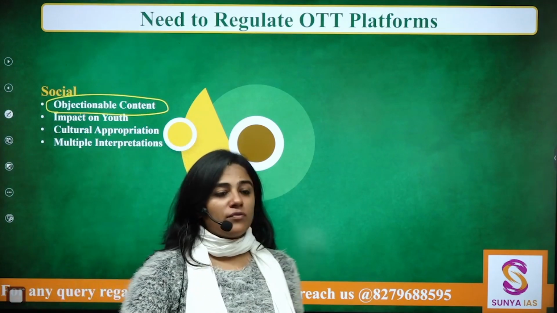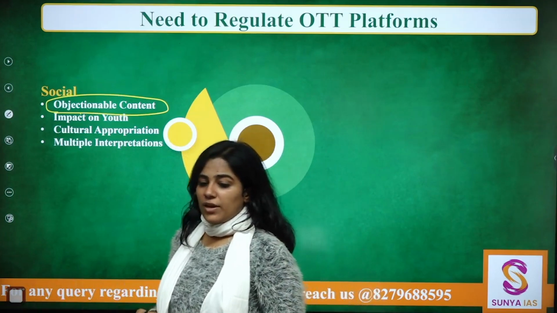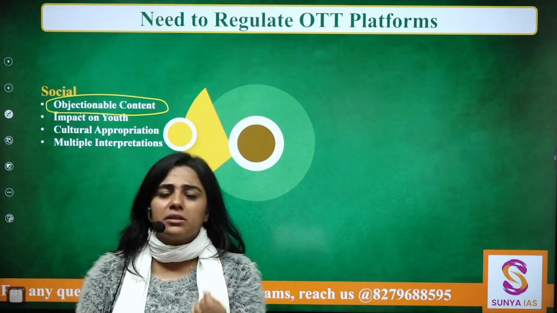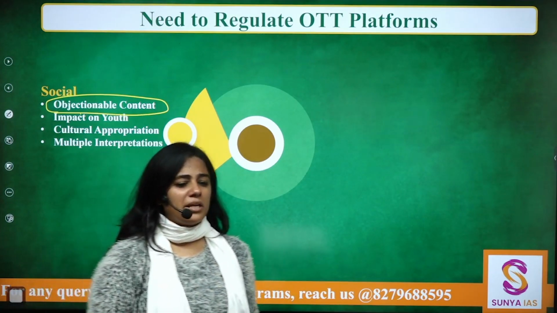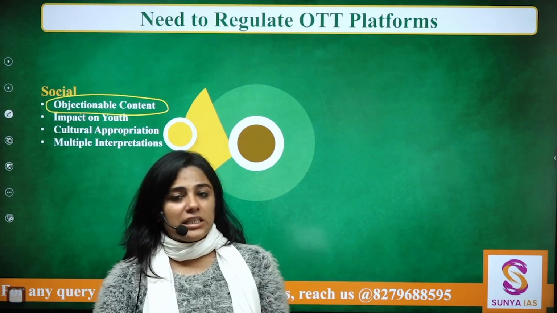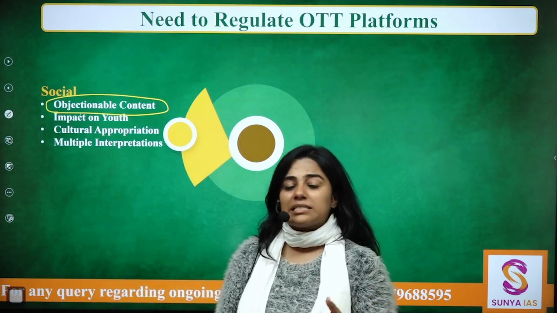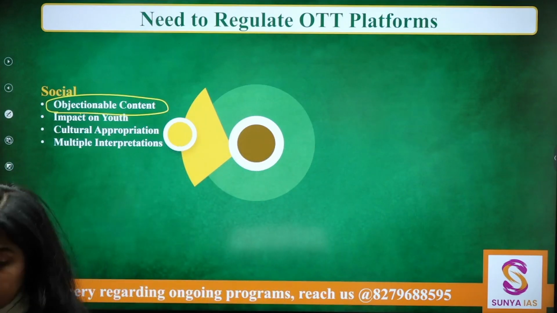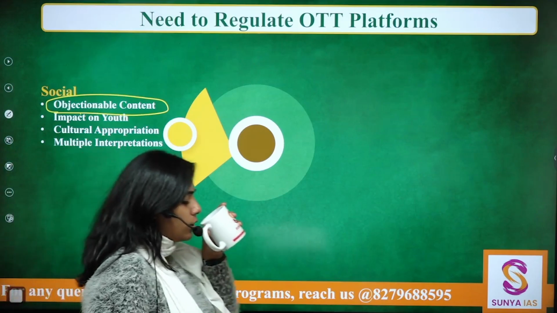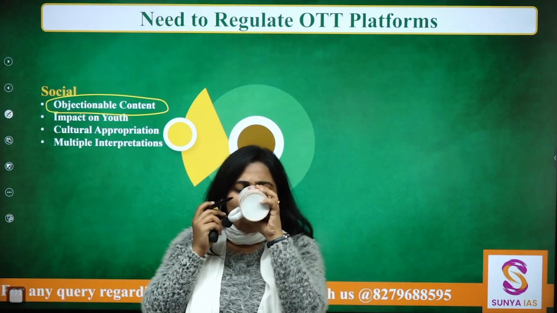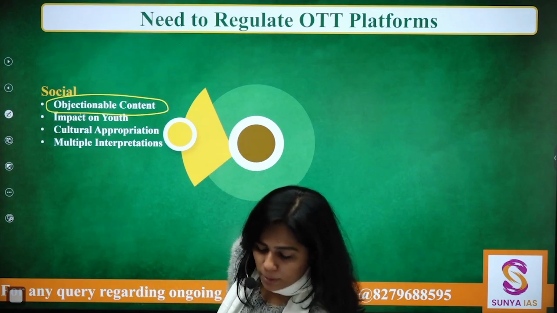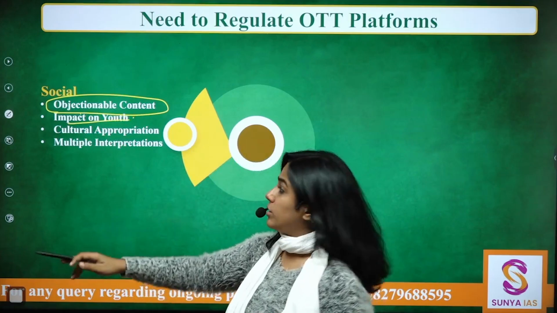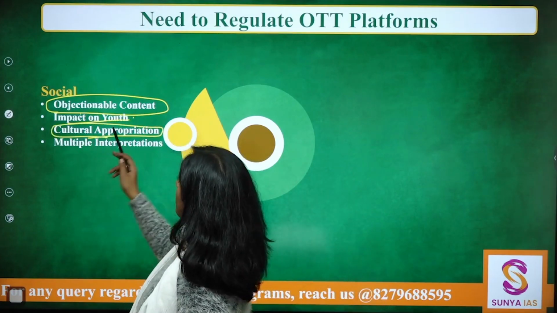Overall, there is this trend of thumbnailing things in a very objectionable manner. Thumbnails have become very clickbaity, very click worthy, and there are obscene thumbnails, and there are obscene scenes in the OTT, which, because everyone has a separate device of their own, there is no regulation on that, right? So that becomes problematic. It impacts the youth, who are free to watch whatever they want. Cultural appropriation also happens.